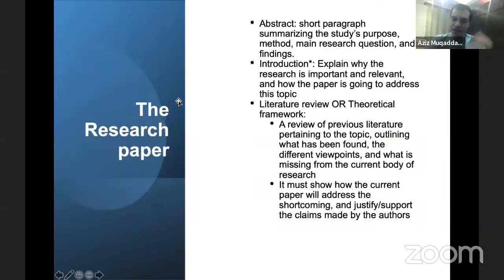An introduction is similar to the introduction when you write any essay. You try to explain why the research is important and relevant, and how the paper is going to address the main question you pointed to in the title. The literature review takes the bulk of the paper in many cases. So the literature review and results are the bulk of the research. Next week, we're going to talk more extensively about the literature review.